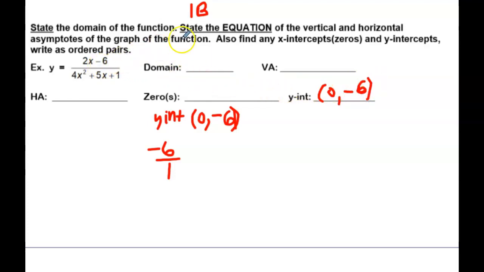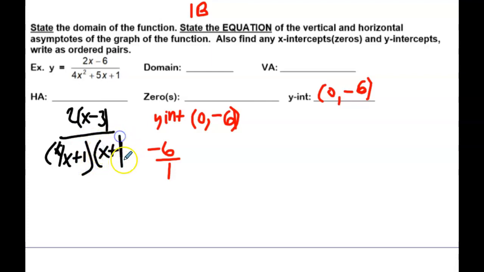All right. Then we're supposed to factor. How can I factor this? What can I do to the top? Take out a 2, and then that will leave an x minus 3. And the denominator, I believe, factors, 4x plus 1 and x plus 1. Yep.